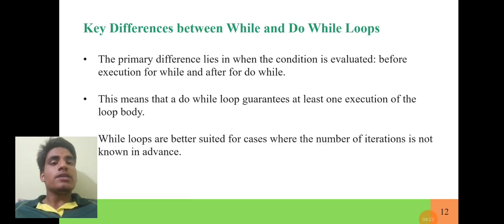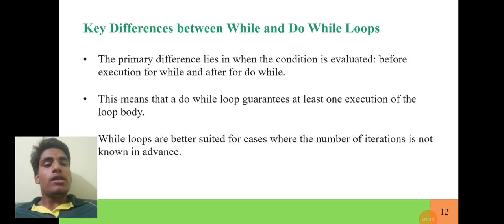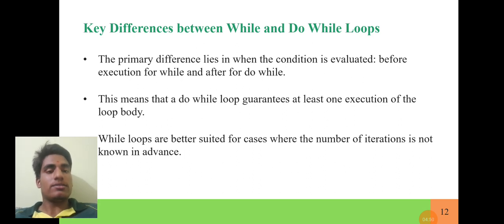Key differences between while and do while loop. The primary difference lies in when the condition is evaluated: before execution for the while, and after execution for the do while. This means that a do while loop guarantees at least one execution of the loop body, while while loops are better suited for cases where the number of iterations is not known in advance.